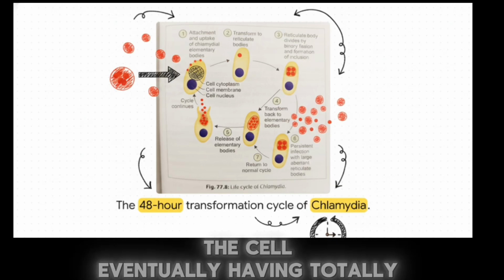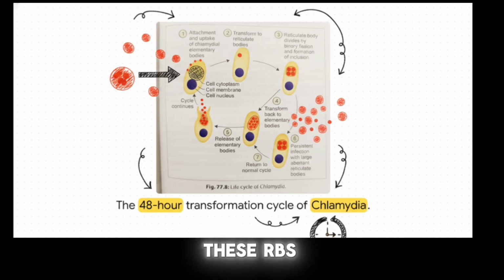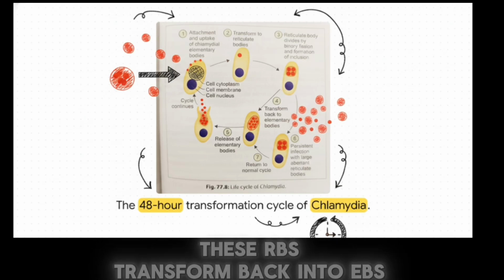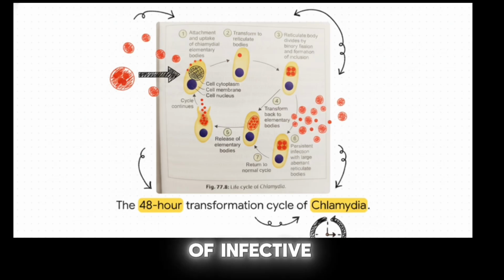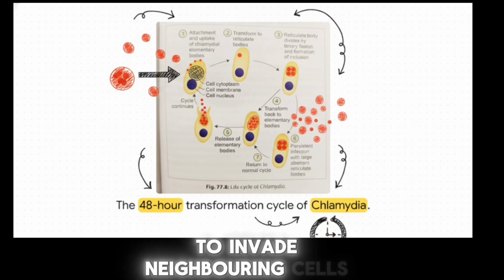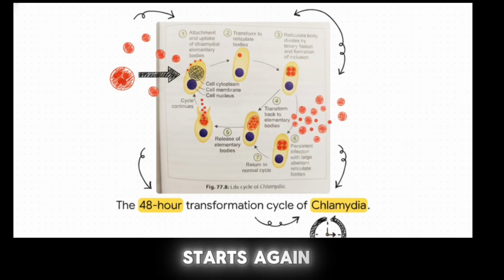Eventually, having totally drained the host's resources, these RBs transform back into EBs. Finally, the host cell just bursts, releasing a brand new army of infective elementary bodies to invade neighboring cells, and the whole vicious cycle starts again.